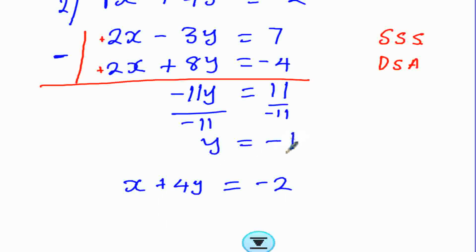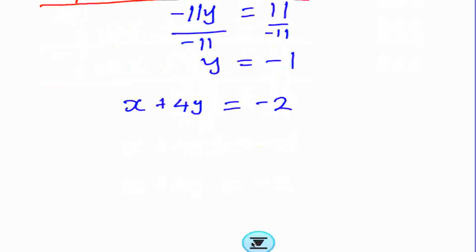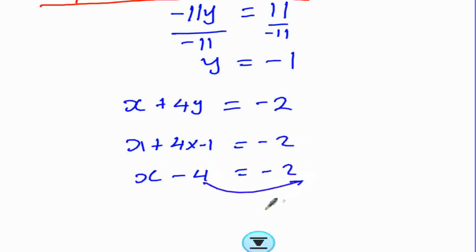So our y is negative 1. Substitute it into this, and we shall be having x plus 4 times negative 1 is equal to negative 2. So x minus 4 is equal to negative 2. Take the 4 that side. It is negative, it becomes positive. So we shall be having x equals negative 2 plus 4, which gives us 2. So that is the value of x.